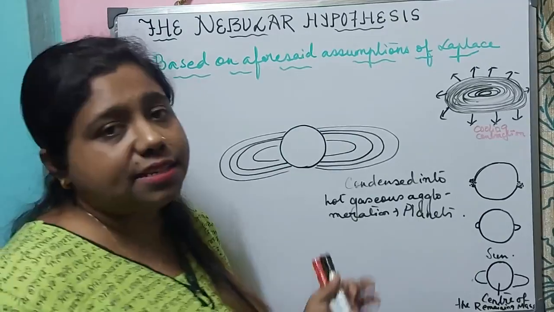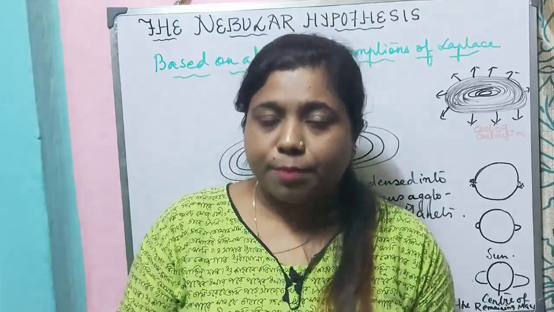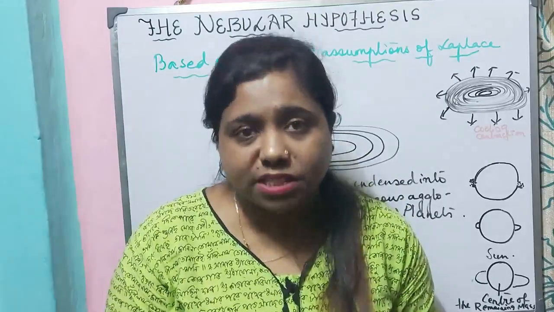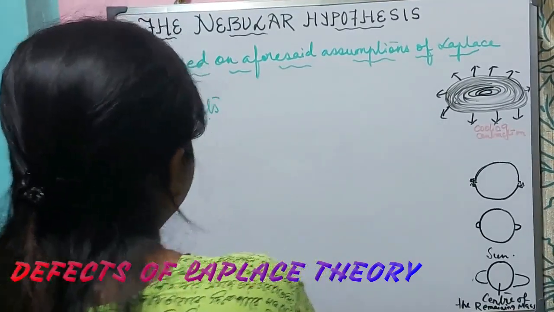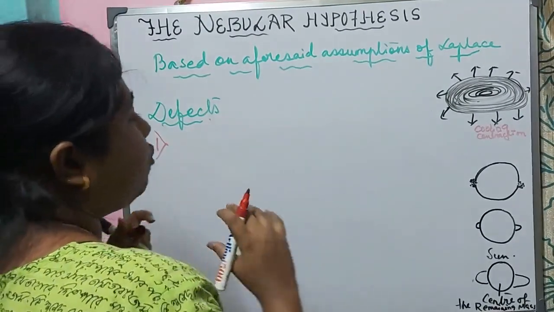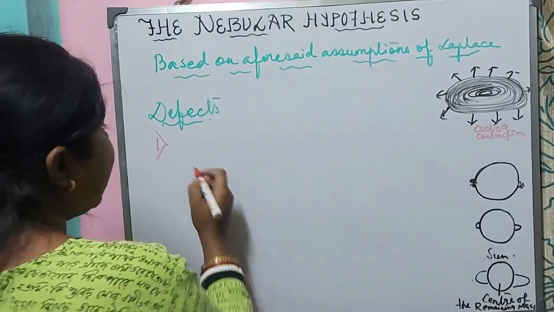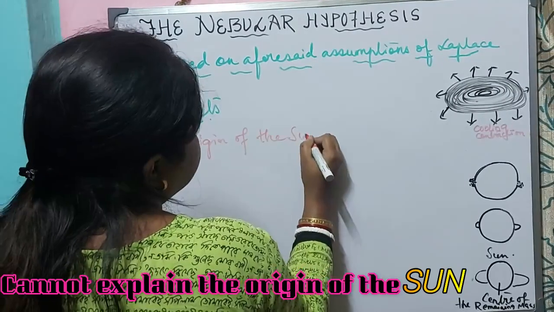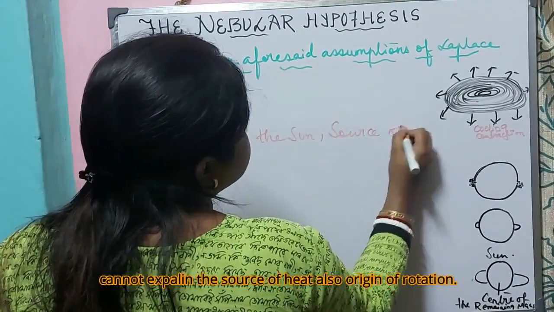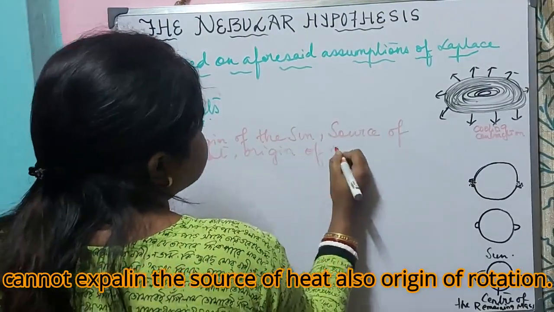So we can understand there is quite a lot of difference in the theory given by Kant and Laplace. Laplace's theory was accepted, but still there were certain defects in it. Let us know what the defects of Laplace's theory were. The first defect was that he said that from the beginning the sun was there. It was a hot rotating mass, but he could not explain the origin of the sun, the source of heat, and also the origin of rotation, like from where the rotation started.